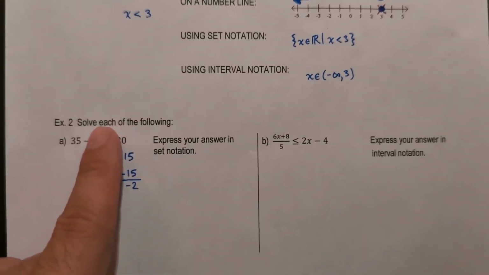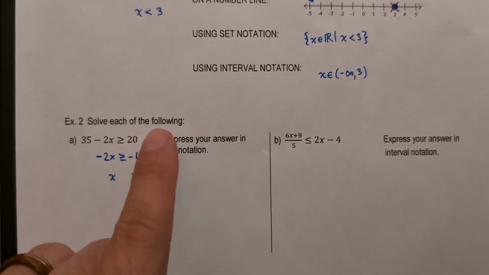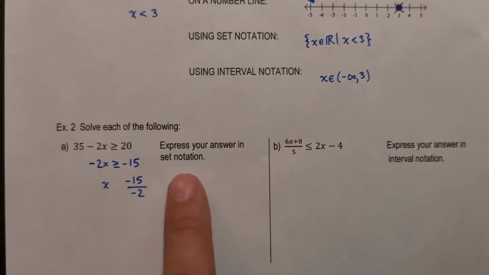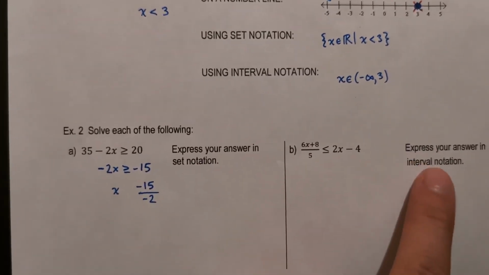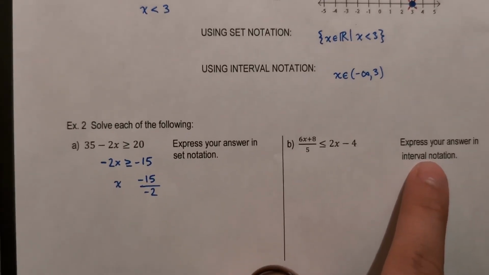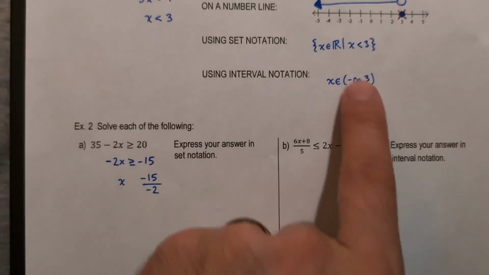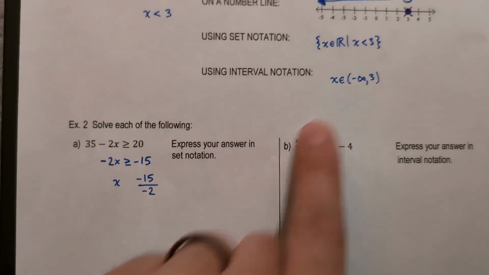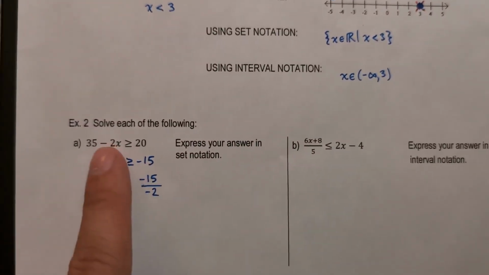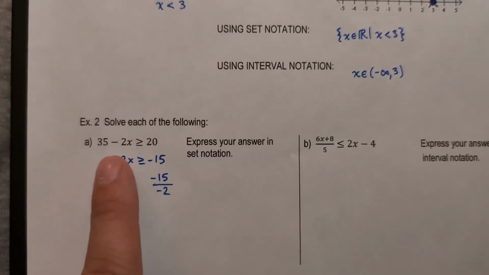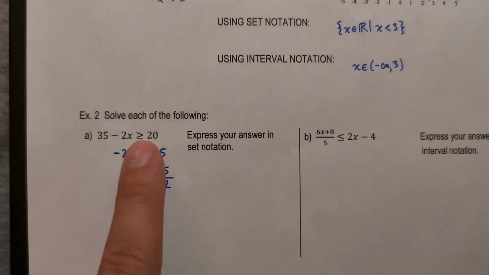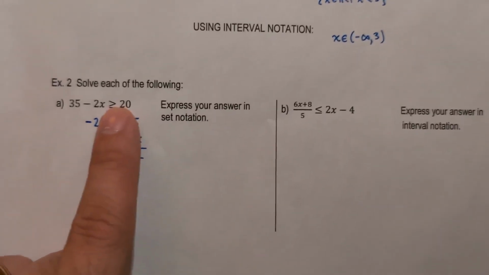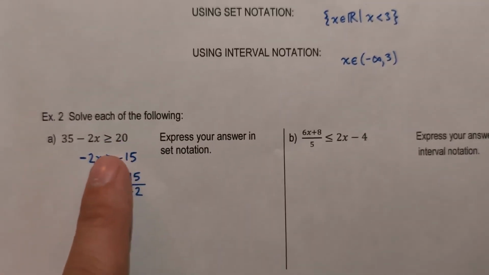For this question here, we're being told how we're going to express our final answer. So this one says express our answer in set notation. This one says express our answer in interval notation. You do have to know both. So you want to be careful. What is the question actually asking you to use? But we're going to keep solving the same way. So isolate your variable, solve it like a linear equation. There's just a couple small things to be careful about.